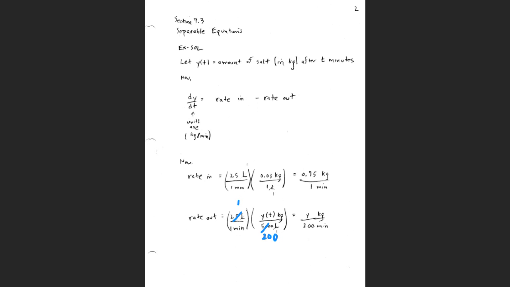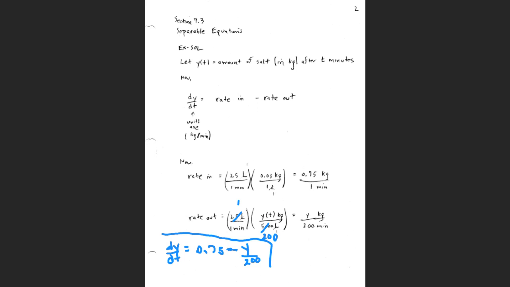So this means that dy dt would equal 0.75 minus y divided by 200. Rate in minus rate out. Are there any questions on that so far before we move forward?